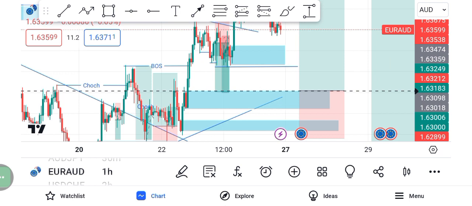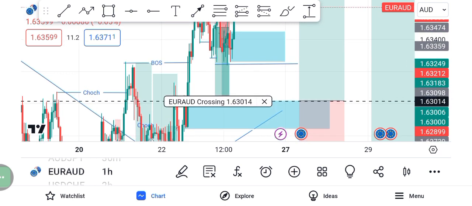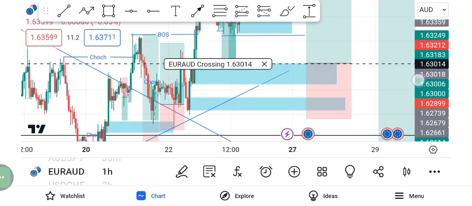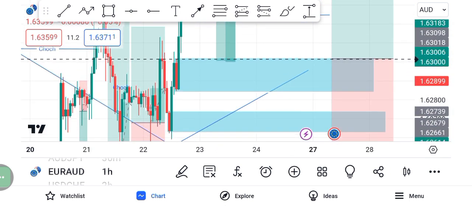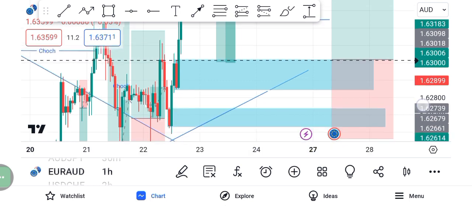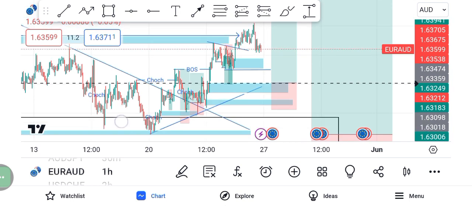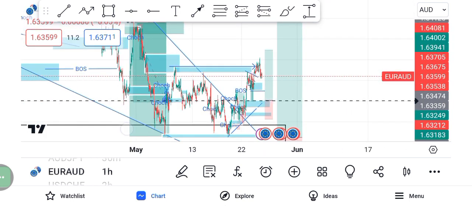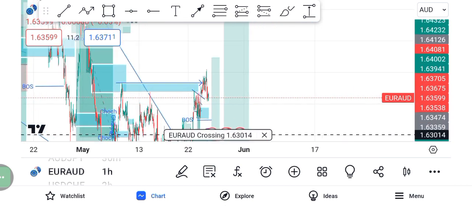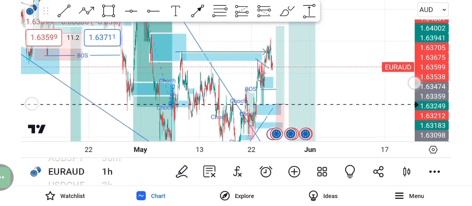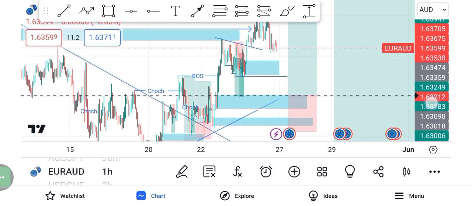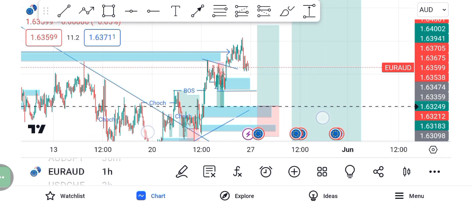If this first one gives me a change of character, then I'll be taking it. But if it doesn't, then I'll be waiting for it at this second OB here, or this second demand level here. So I have my fingers crossed on this trade also. Definitely it's going to buy. It's a buy. Which of the demand levels is going to hold is the thing. As we know in forex trading, there is no certainty.